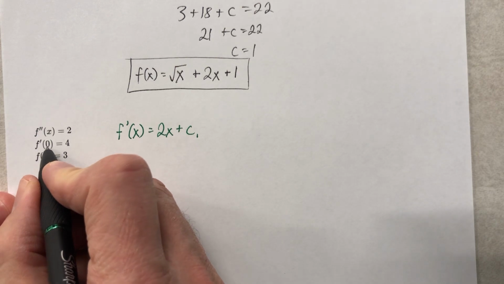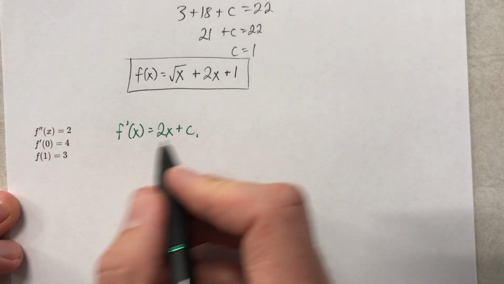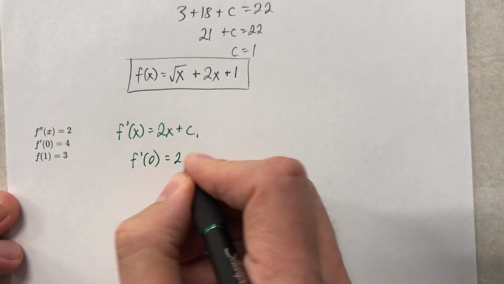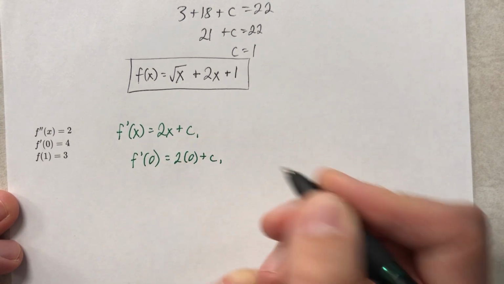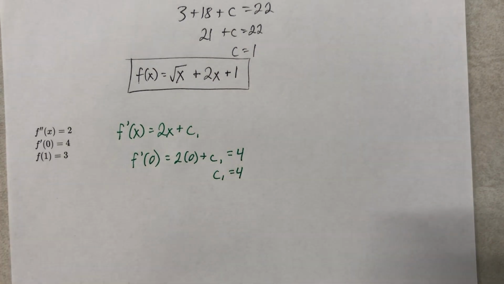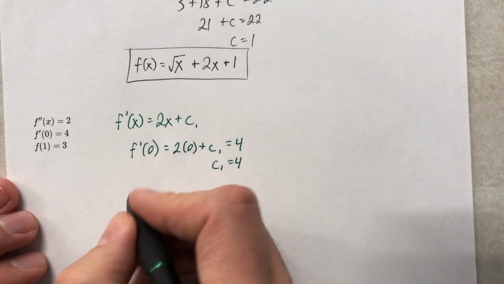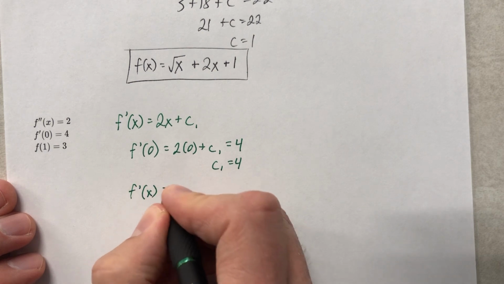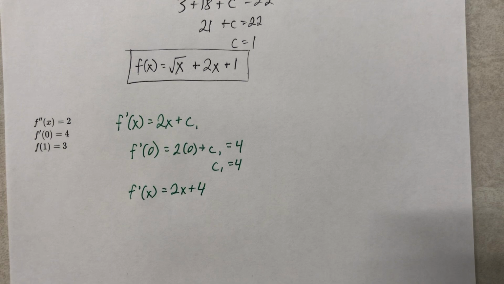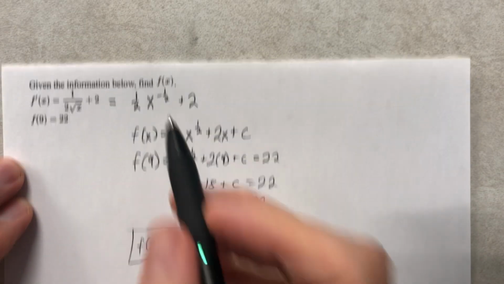All right. So I know what happens if I plug in a 0. This is pretty straightforward. This is just going to be 4. But if you need to see the work, f of 0 is 2 times 0 plus our first c, which is equal to 4, which means my first c is, well, 4. And that's great. That tells me that my derivative is 2x plus 4. Yay! That's good to know. But I'm not done, because I need to find f of x.